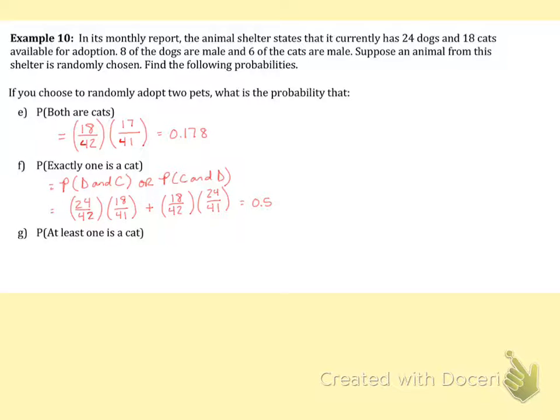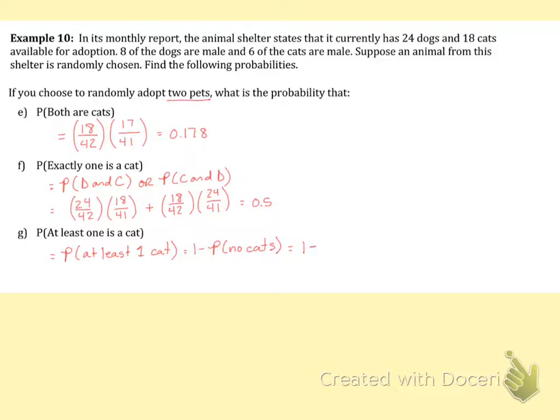Okay, so let's see, for part G, we're looking at the probability of at least one cat. And remember that you're choosing 2 pets. So we talked about the at least one idea before. And the probability of at least one cat means the probability of choosing 1 or 2 cats. And the complement of that is that we don't choose any cats. And that is the equivalent of choosing 2 dogs.